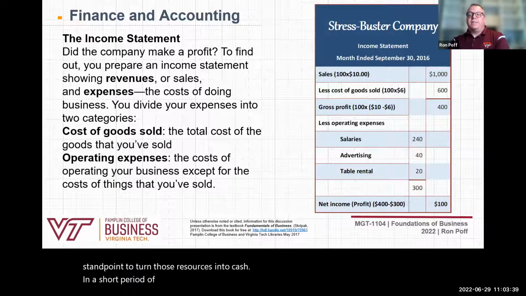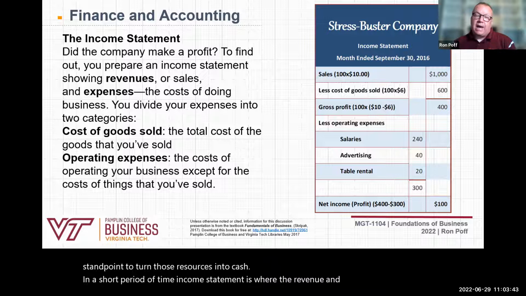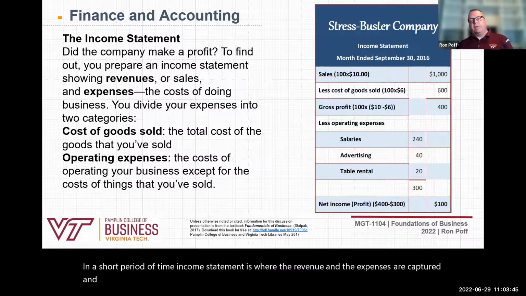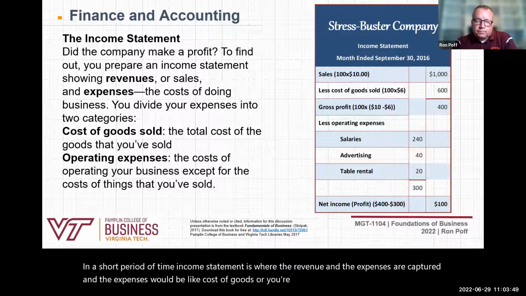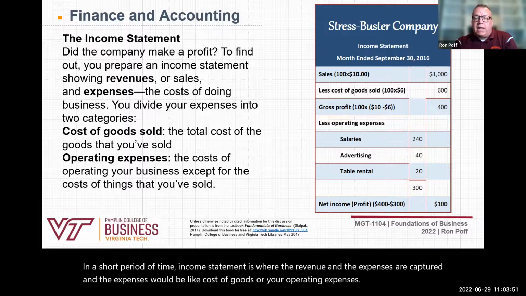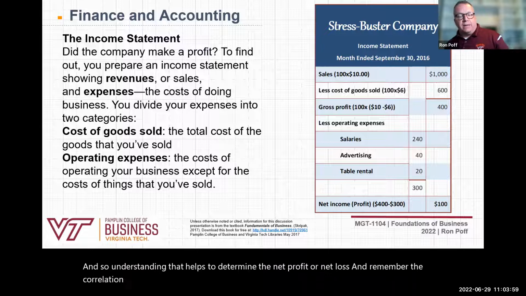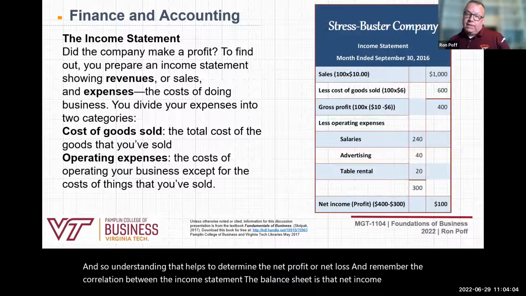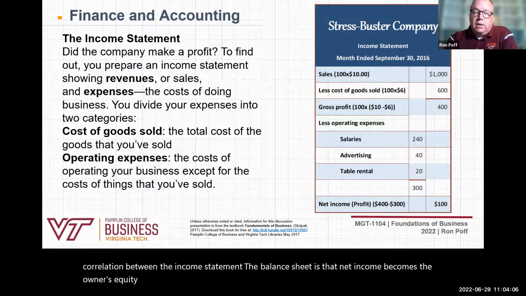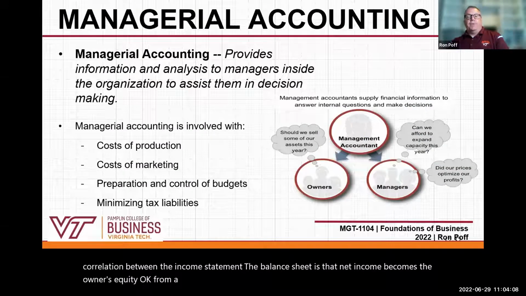Income statement is where the revenue and the expenses are captured. And the expenses would be like cost of goods or your operating expenses. And so understanding that helps to determine the net profit or net loss. And remember, the correlation between the income statement and the balance sheet is that net income becomes the owner's equity, okay, from a closing point of view.